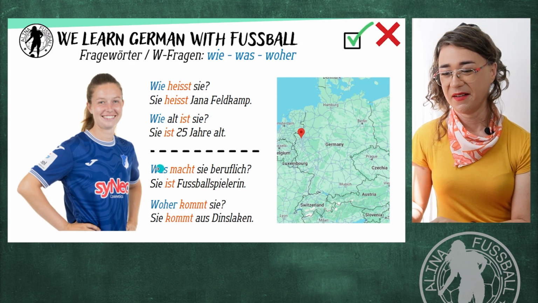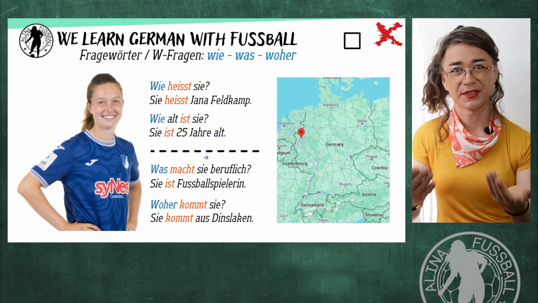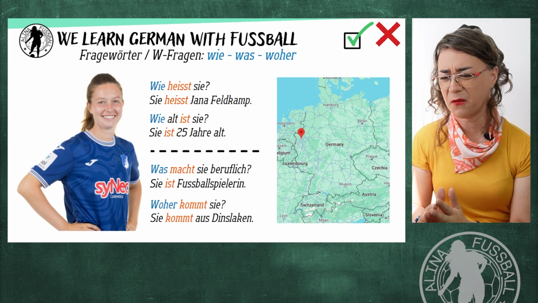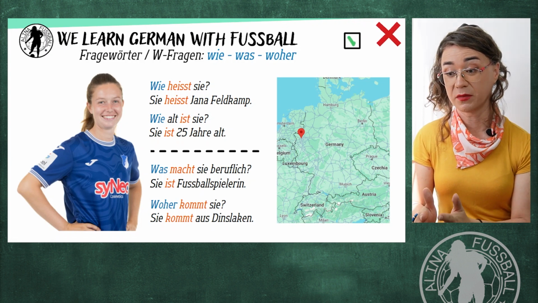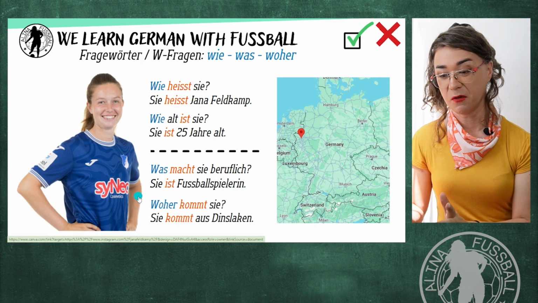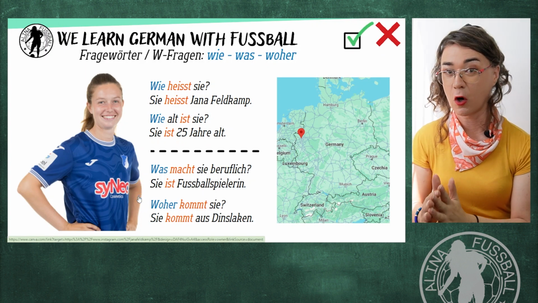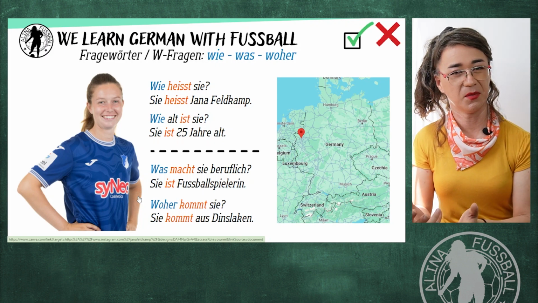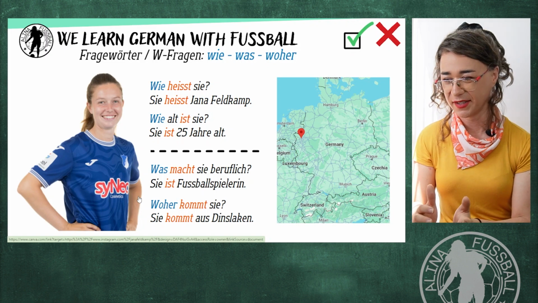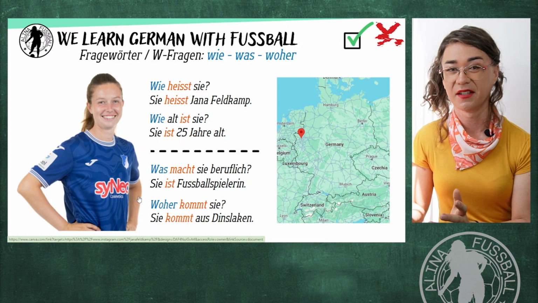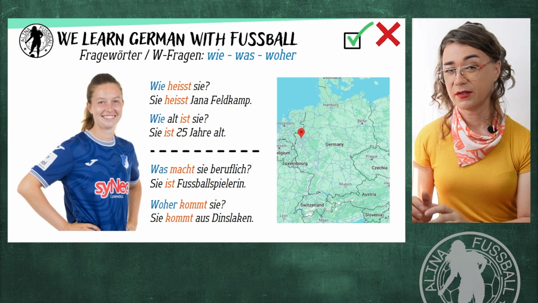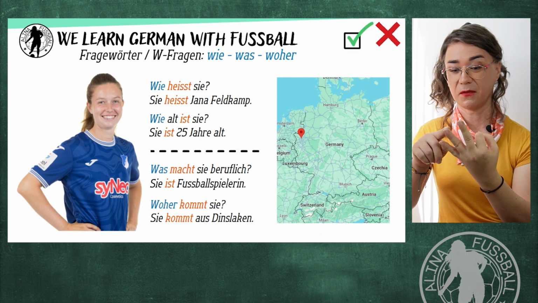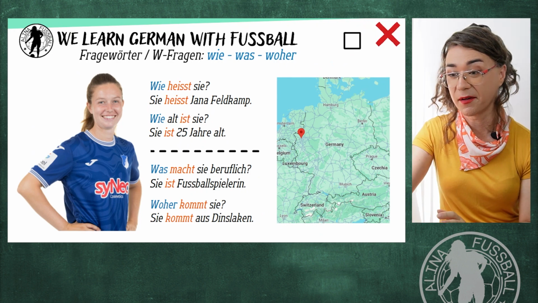Now, was macht sie beruflich? Sie ist Fußballspielerin. Now, the use of woher. Woher kommt sie? Sie kommt aus Dinslaken. The combination of woher with the verb kommen indicates that we want to know her origin, you know, the city in which she was born. In this case, it is Dinslaken. Sie kommt aus Dinslaken. Notice that so far we have used 3 Fragewörter. Wie, was, woher. But we have more.